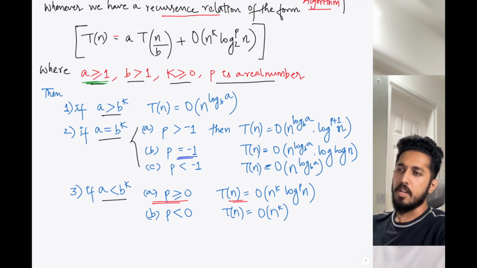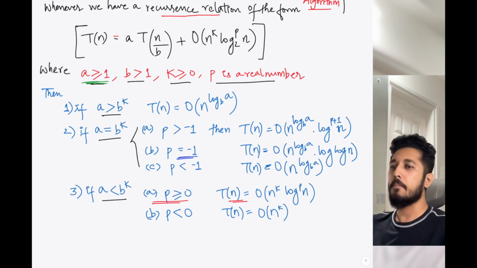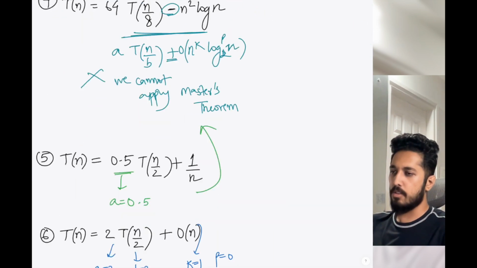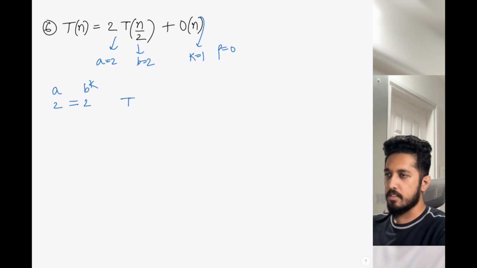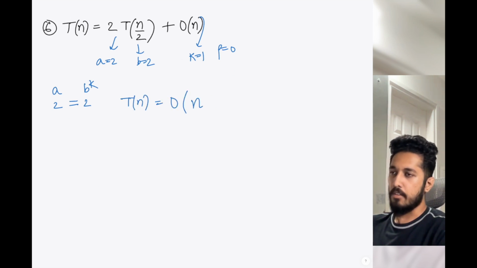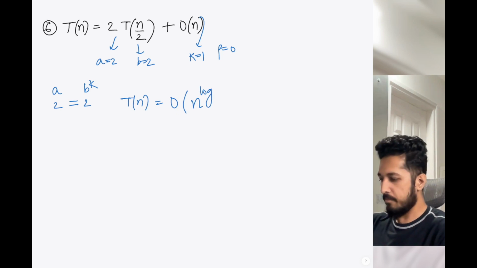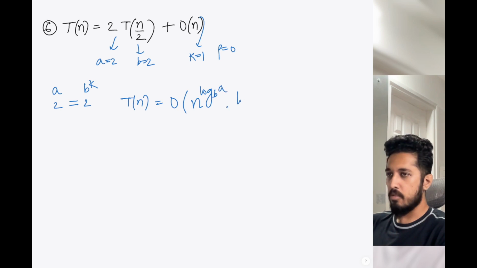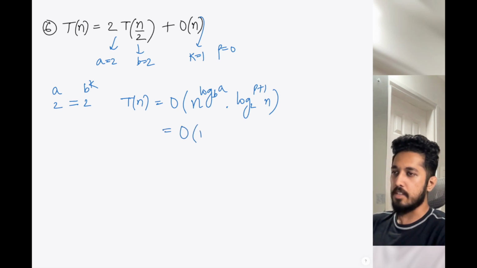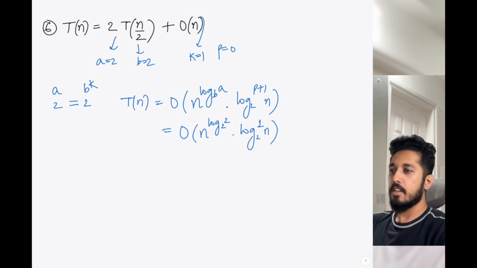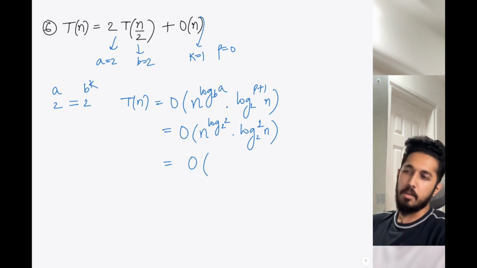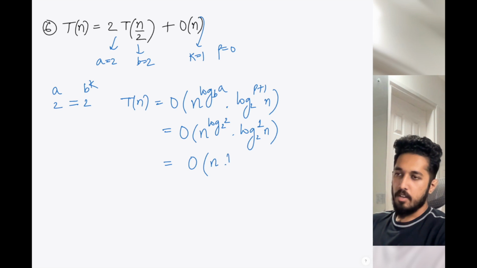Therefore, T of n is equal to big O of n power log base b of a into log power p plus 1 of n. Now if we substitute the values of a, b and p, we get n power log base 2 of 2 into log power 1 of n, since p is 0. Log base 2 of 2 is 1, therefore it is n power 1 into log n, which is nothing but big O of n log n.